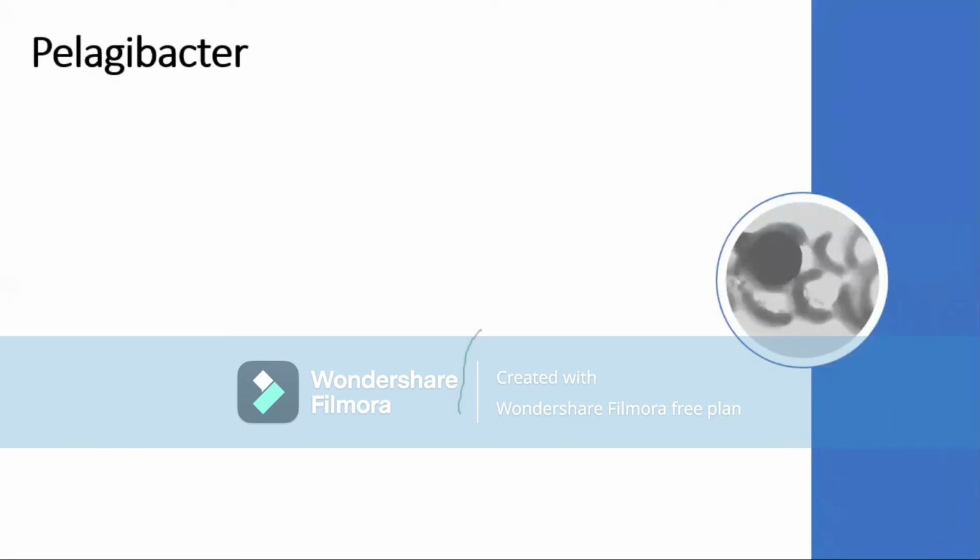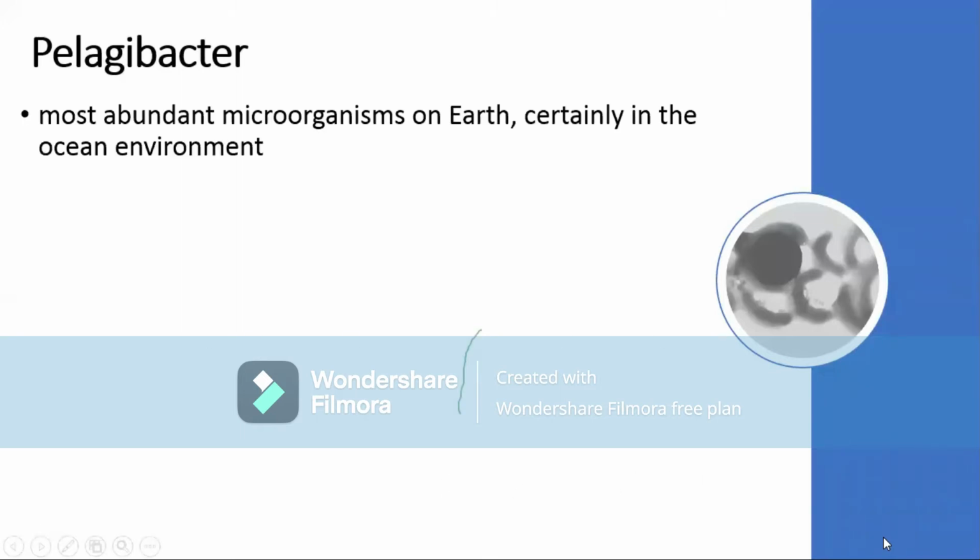Now I'll start from Pelagibacter. It is one of the groups that belongs to the aquatic system. It is the most abundant microorganism on earth, and definitely most of the earth is aquatic. So it is basically an ocean-based organism, one of the most abundant microorganisms in the ocean. That's why we can say that it can be the most abundant microorganism on earth. It is one of the unique features of this particular group.